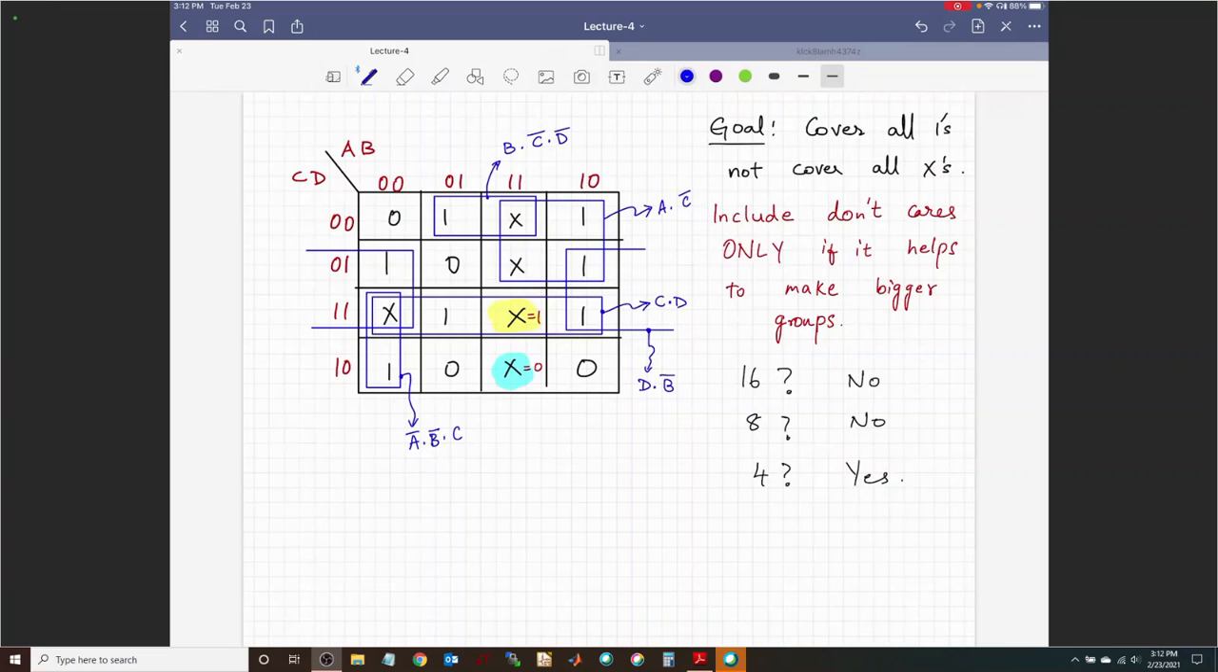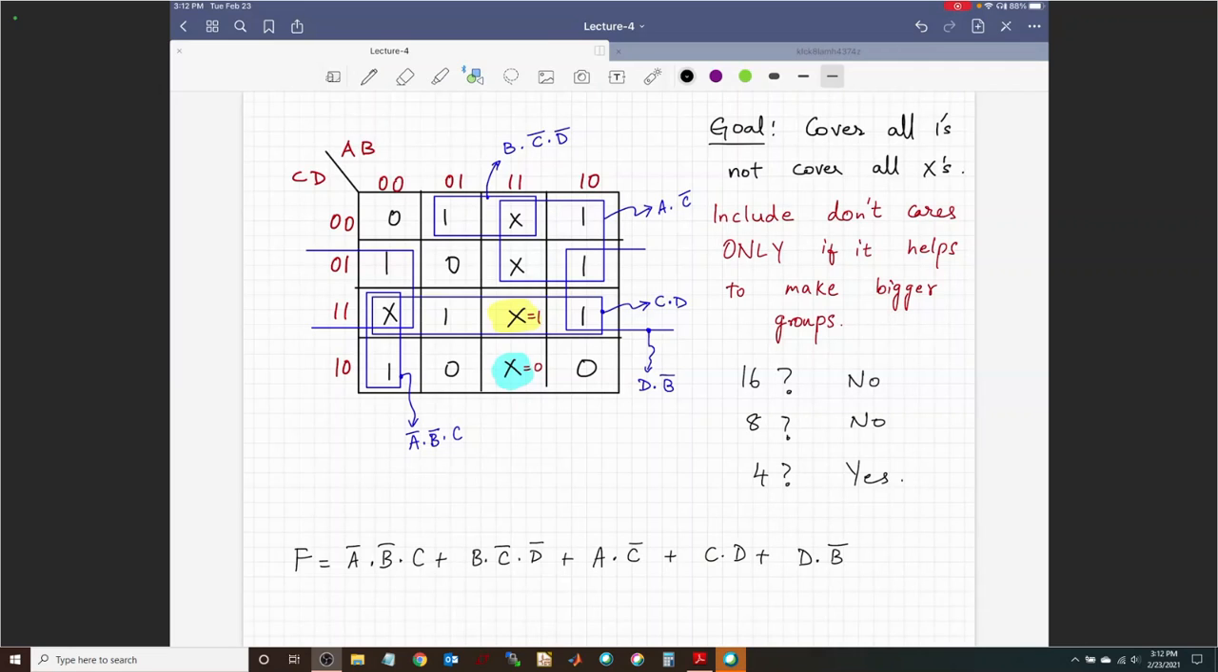All right, so that's it. That's your simplest SOP for this one. So F is A complement and B complement and C, or B and C complement and D complement, or A and C complement, or C and D, or D and B complement.